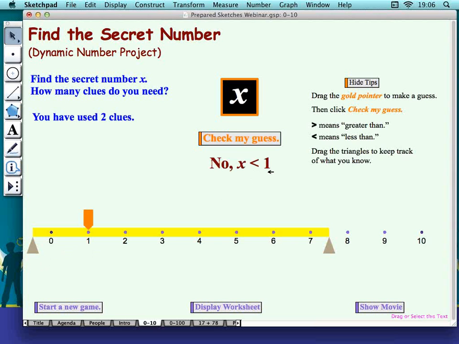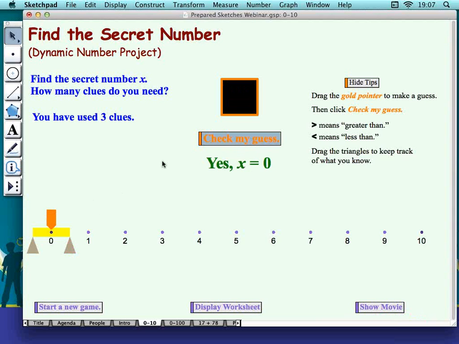No, x is less than 1. Ooh, that's a good hint. If x is less than 1, I only have one chance left. It's got to be 0. Let's see. Terrific. Okay, so that time I used 3 clues.